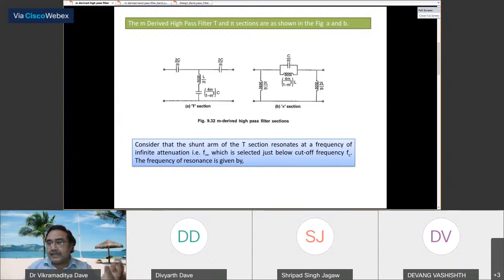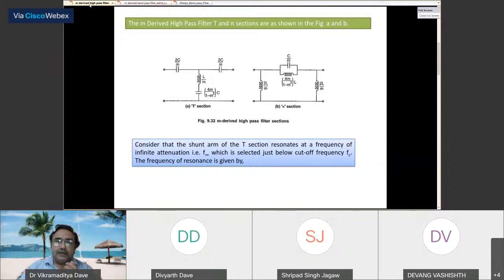The same is the case in the constant K filter. So here it will not be L by M. It is twice C by M, and here it is also twice C by M. And here the shunt arm will consist of L by M and 4M upon 1 minus M square C. This is the T section and the pi section. I will be sending you this PPT on your Google Classroom. I just want to correct how it will look.